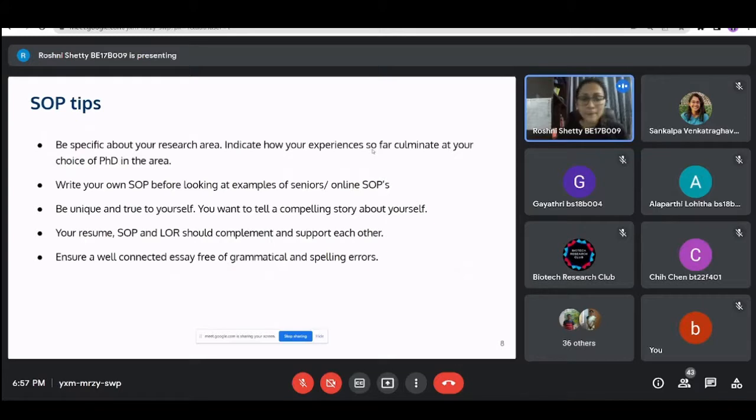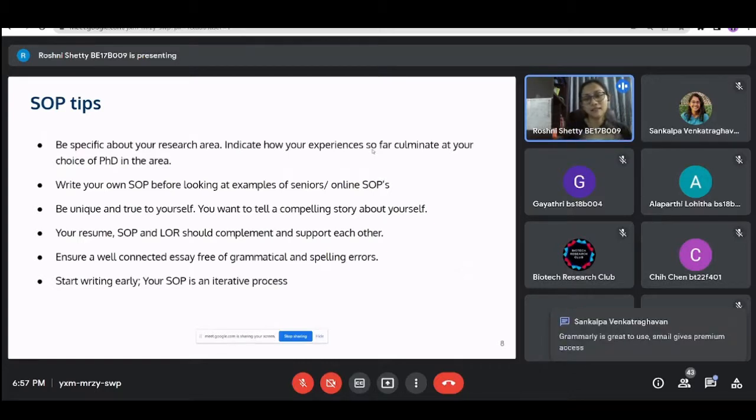Next, it's very important to write well. So ensure a very well-connected essay, free of grammatical and spelling errors. That's the worst thing to happen, to have errors that leave a bad impression on the committee. So proofread it as many times as you can before submitting, and start writing early. The earlier you start, the more time you have to give. And it's an iterative process, because it's going to keep changing, and you have multiple drafts as you go through it. So the earlier, the better.